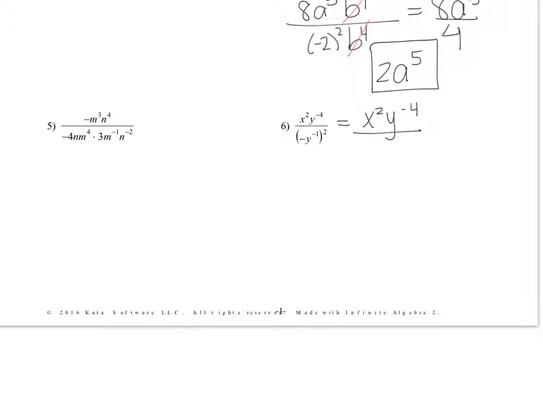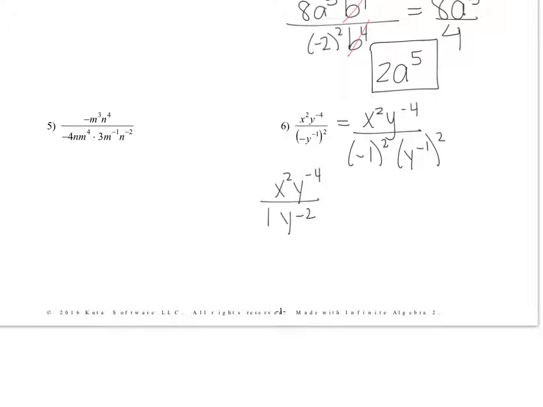So this denominator is technically like a negative 1 squared and a y to the negative 1 squared. So again, rewrite the numerator. And now the denominator. What is negative 1 squared? You should be saying positive 1. And y to the negative 1 squared, I'm going to multiply these, so y to the negative 2.